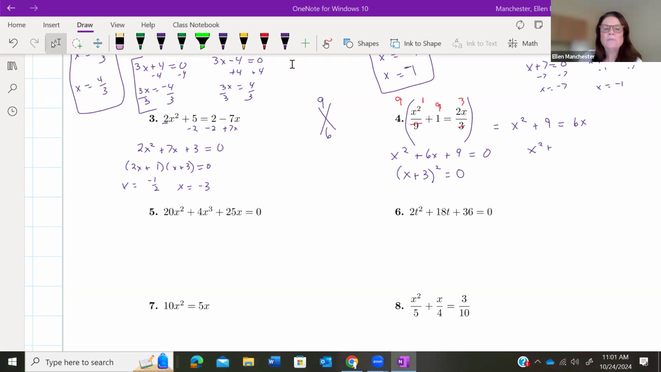Let me see. You might be right, Nathan. Yes, because we brought over the 6x. Good catch. Thank you. So Nathan says the 6x should be a negative, and he is absolutely right. Because when you bring your 6x over, it becomes a negative 6x. Okay. So the only way to get a positive 9 is negative 3 times negative 3, or 3 times 3, and the only way to get negative 6 is negative 3, negative 3. So you can write it either way.